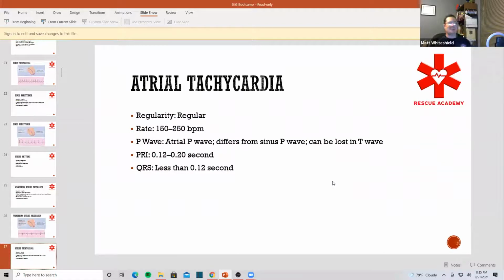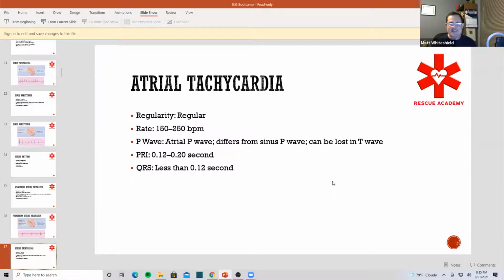Let's take a look at atrial tach. Now, this gets a little bit weird. The only reason I'm going to say that is because you might say, well, hold up. Look at that rate, greater than 150. Isn't that considered SVT? My answer to you is yes, it is. Now, the only difference is being able to confirm that there are P waves.